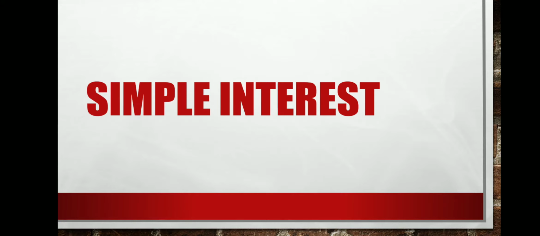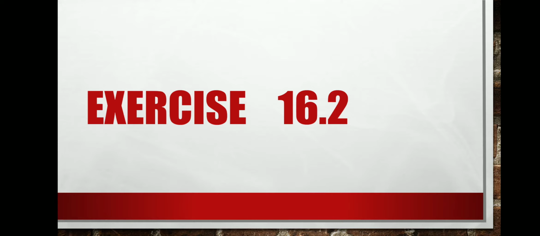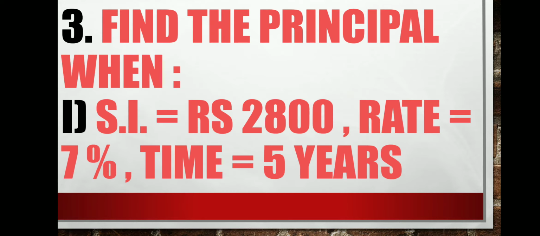Today, we are continuing the exercise 16.2 with question number 3. Find the principal when SI is 2800, rate is 7% and time is 5 years. So, what we have to find is principal.